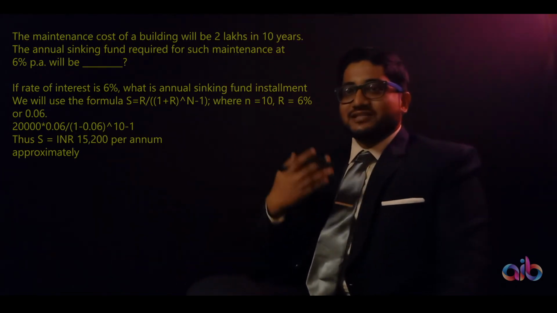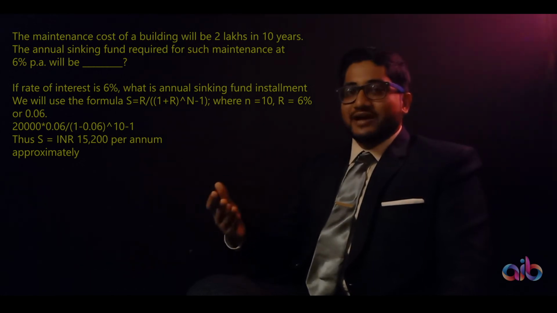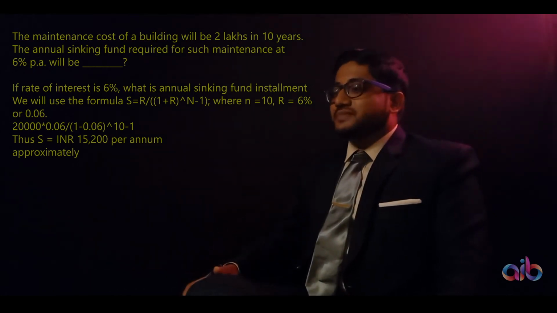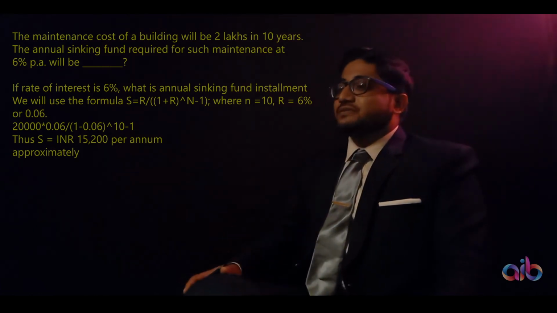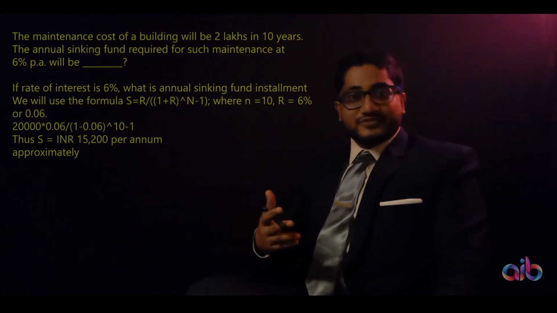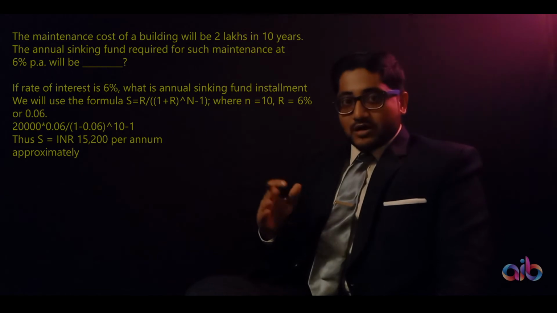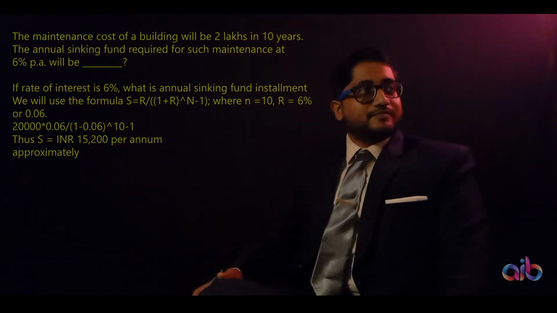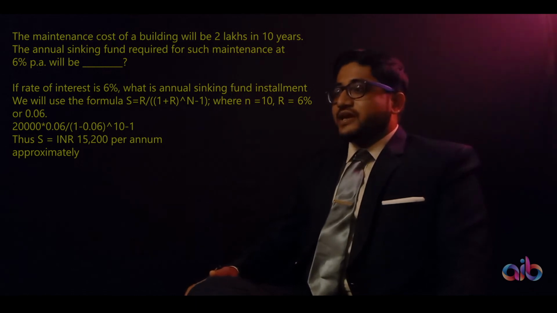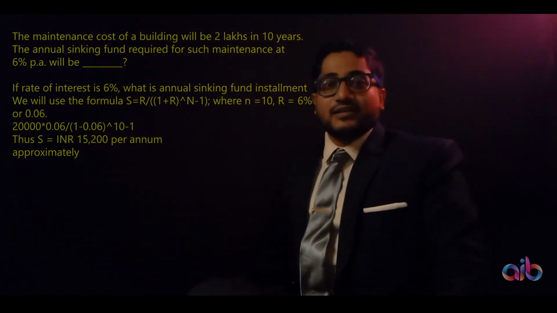So this third question says the maintenance of a building is going to cost you 2 lakh rupees after 10 years, which means, okay, today you start saving, in 10 years you'll have to invest 2 lakh rupees for maintenance. The annual sinking fund rate they have given you is 6%. So you have to save money at the rate of 6% to account for the loss of the value of the property. Now what they have said is, what is the sinking fund value?